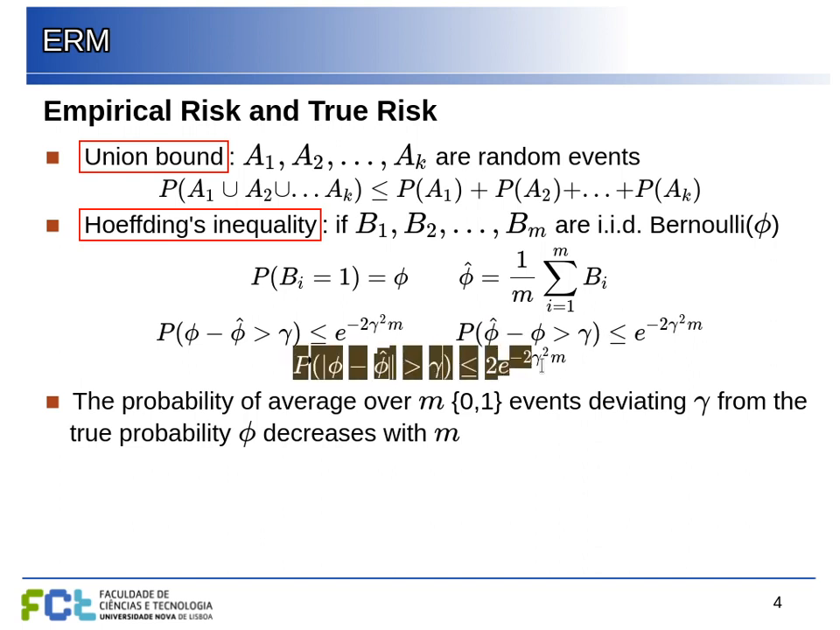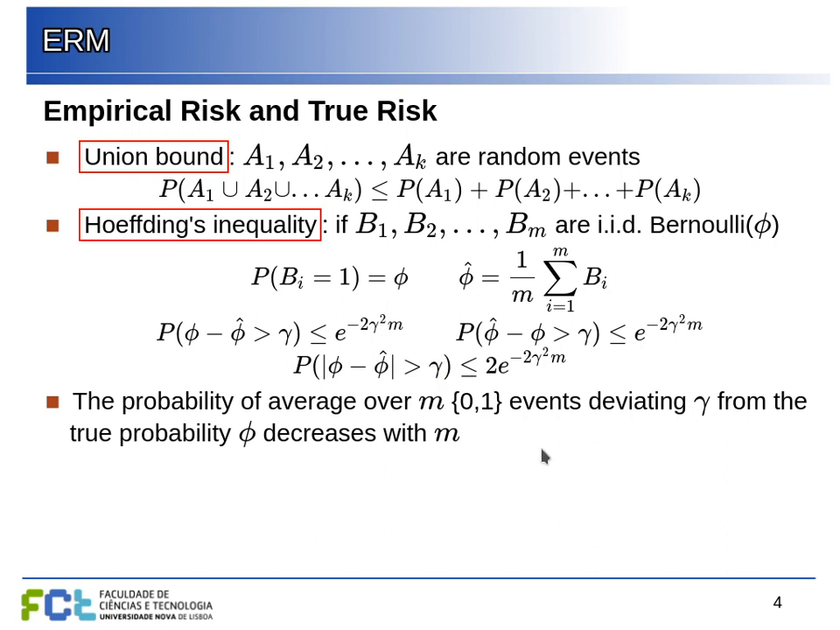So we can put the two together, and this would be the probability that the average we are measuring, our empirical estimate of the probability of any of these events being 1, deviates from the true probability by more than this gamma.